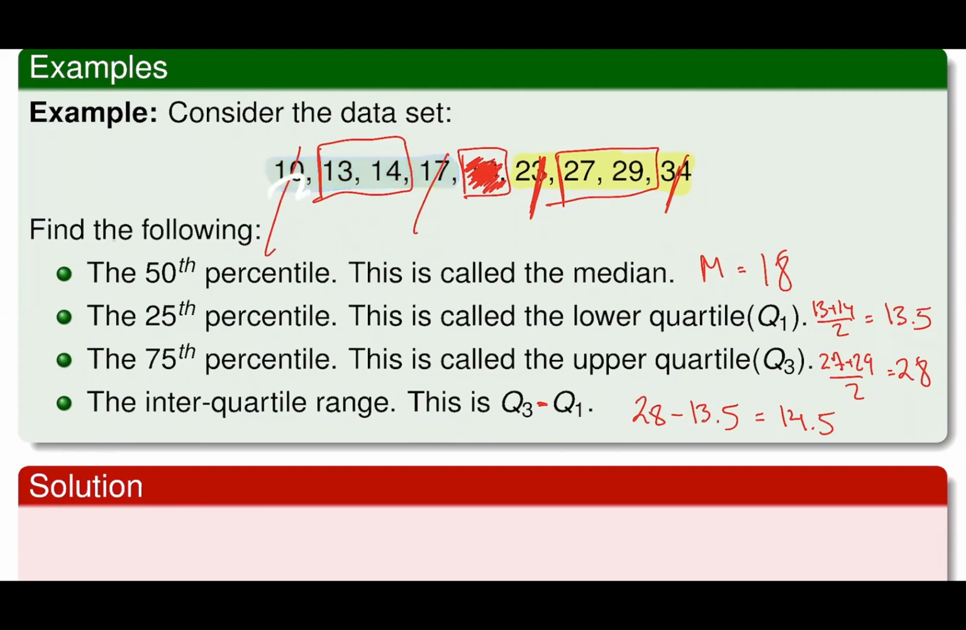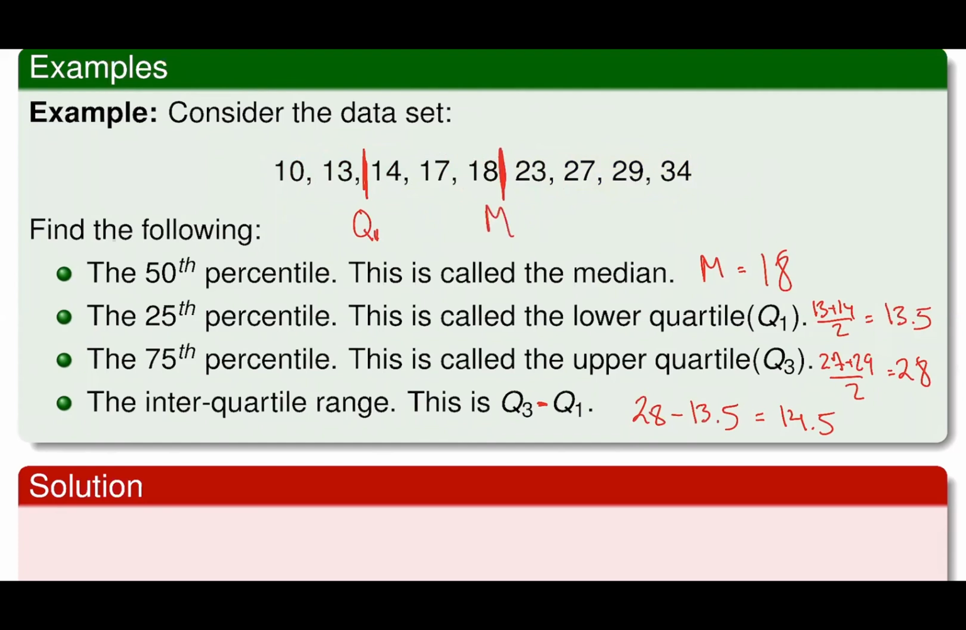So the whole point of this is for the quartiles to break up the data set. If you look at quartile 1, it's 13.5, right over here. The median is 18, so it's right over here. Quartile 3 is 28, which is over here. So you have two numbers here, two numbers here, three numbers here, and two numbers here.